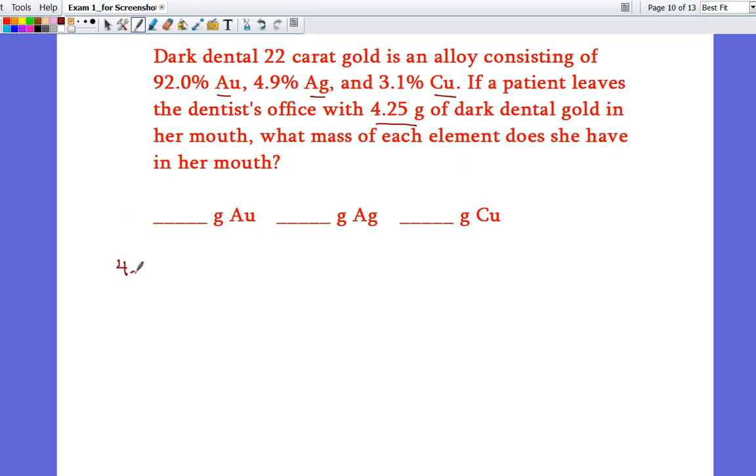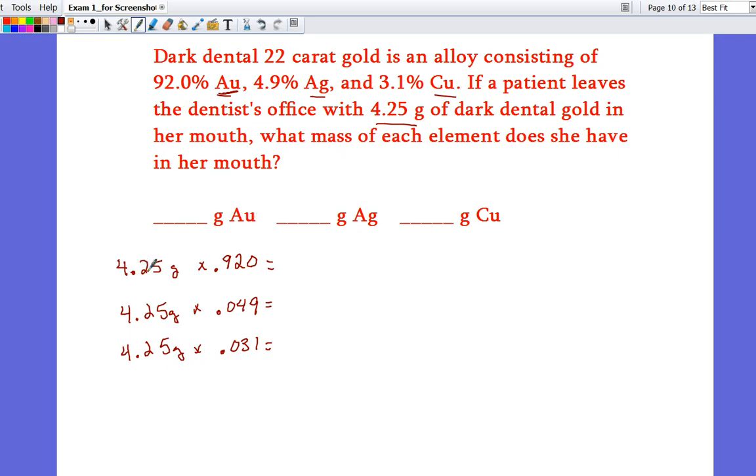You have a total mass of 4.25 grams for everything. 92% of it is gold. So all you have to do to see how many grams of gold that is, multiply by the decimal 0.92. It'd be 0.920 because it's 3 sig figs. And then same thing for the silver: 4.25 grams times the percentage that silver would be, 0.049, so that only has 2 sig figs, and 4.25 grams times the copper, 0.031, so also 2 sig figs.